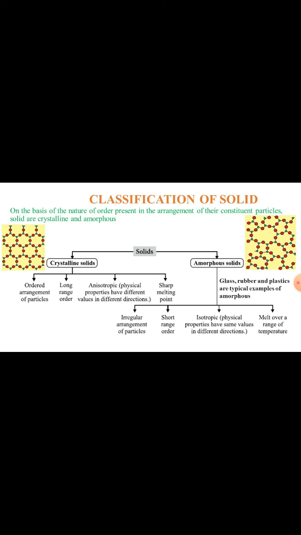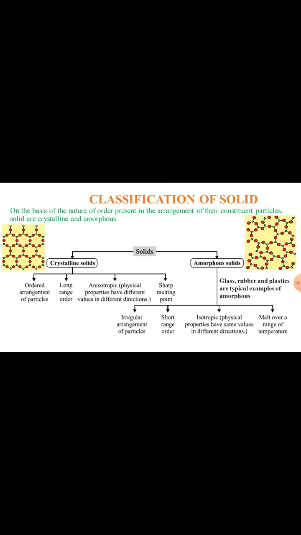There are so many examples of crystalline solids. Some examples are common salt, glucose, sugar, KCl, iron, gold, etc. Now come on the amorphous solid. You have to know a little bit about the amorphous solid.